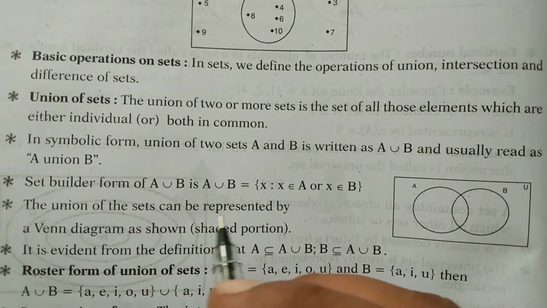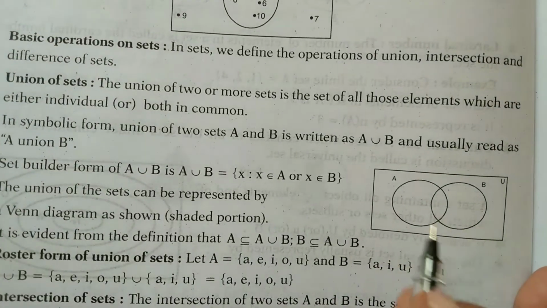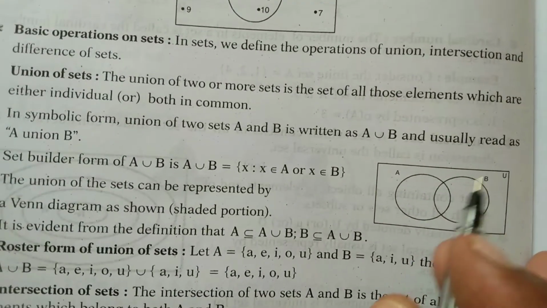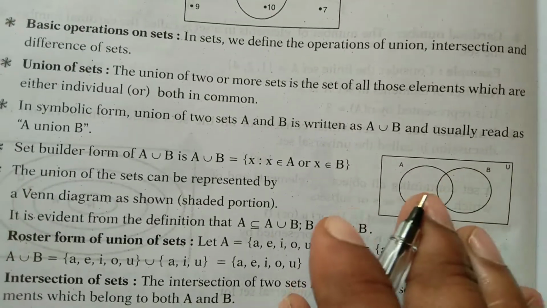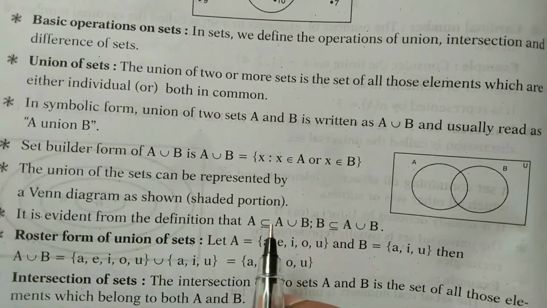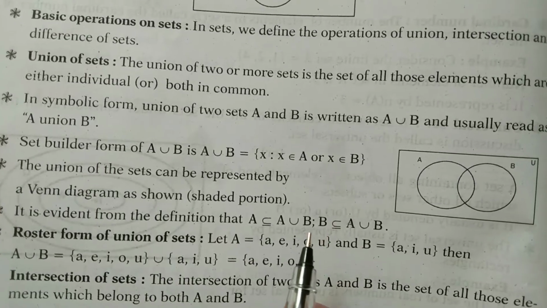The union of sets can be represented by a Venn diagram. See, this is A and this is B. This everything is union under universal set. We need to shade this whole portion. It comes under A union B. It is evident from the definition that A is a subset of A union B and B is also a subset of A union B.